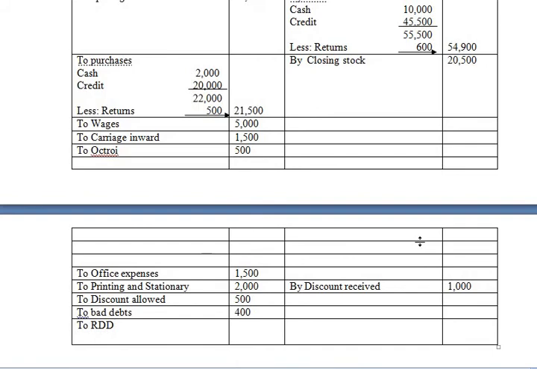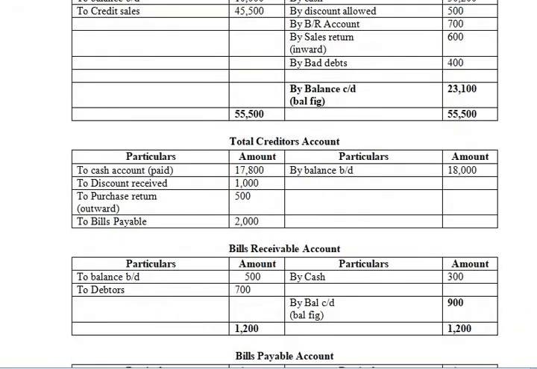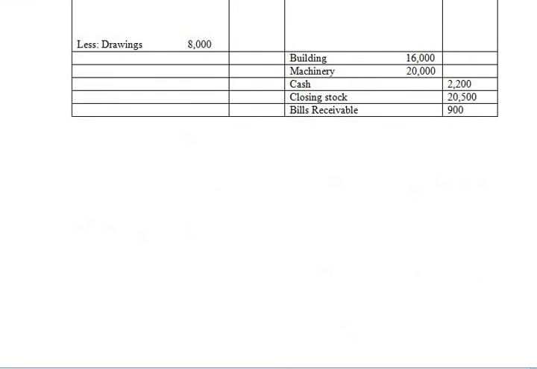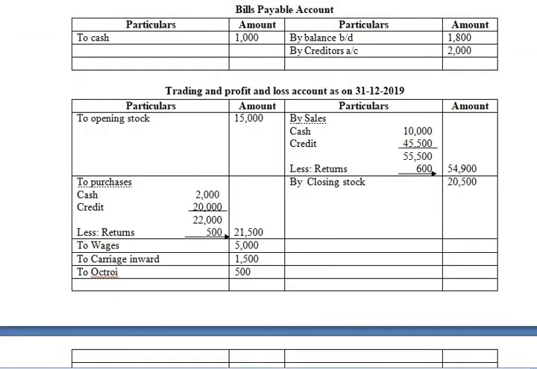I'll just show you the entry here. What is the balance of debtors? Look here, the balance of debtors is 23,100. So on 23,100, you will be giving 5%. If you give 5%, the amount turns out to be 1,155.